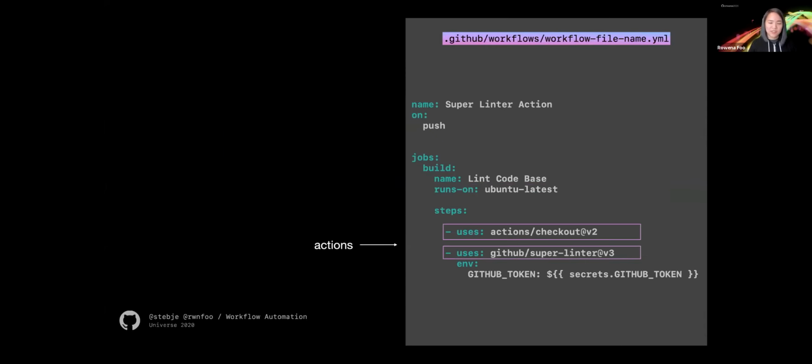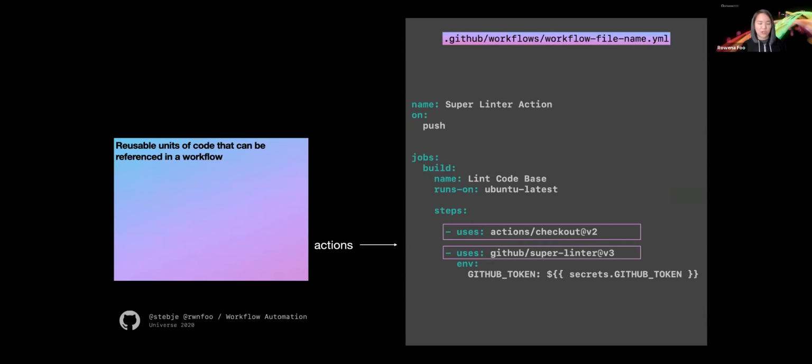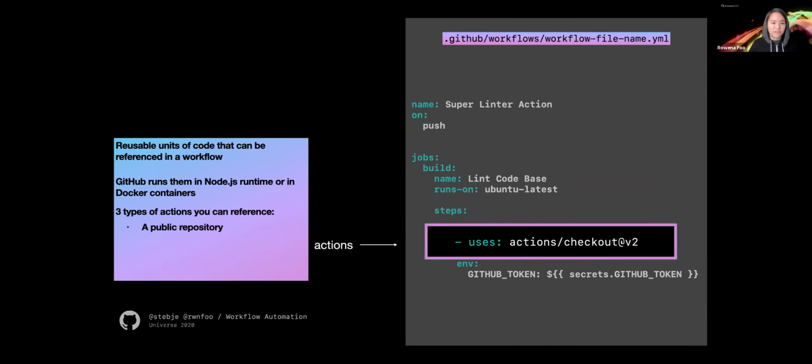And then we come to the star of the show, the actions itself. So actions are reusable units of code that can be referenced in a workflow, and GitHub runs them in Node.js runtime or in Docker containers. There are three types of actions you can reference. The first one being you can reference an action coming from a public repository.